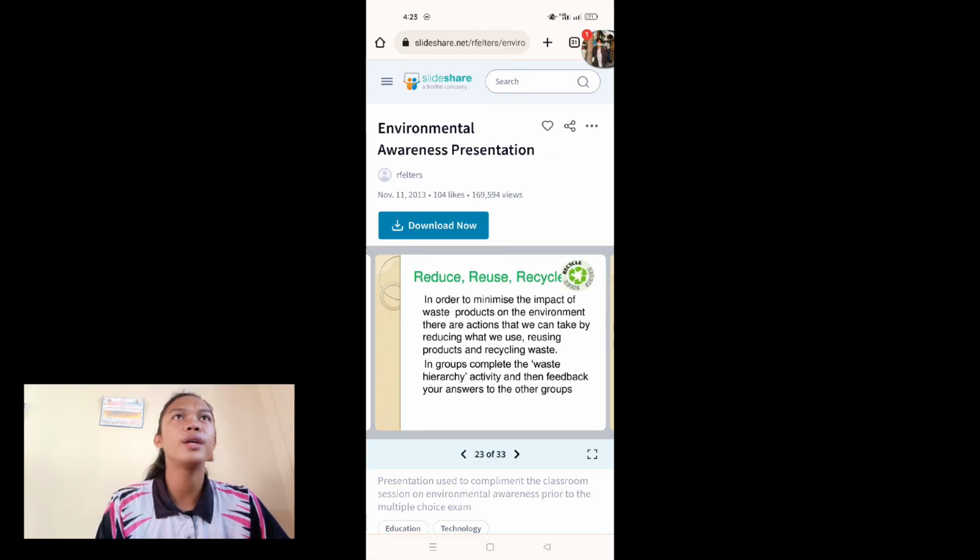So we have our 3 R's, or reduce, reuse, and recycle. In order to minimize the impact of waste production on the environment, there are actions that we can take by reducing what we use, reusing products, and recycling waste.